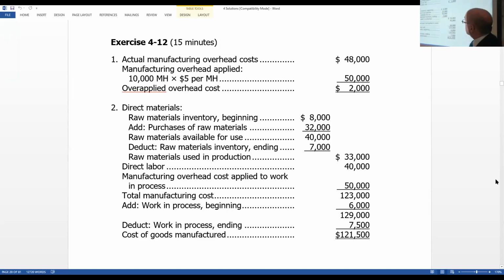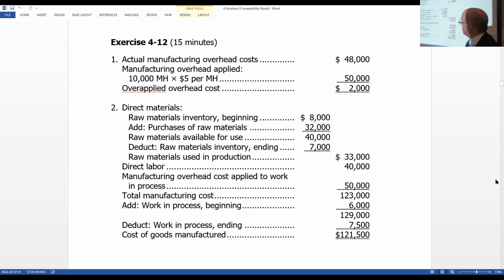So let's take a look. This is a little complicated maybe. For part 1, again, the actual manufacturing overhead cost, that was given, 48,000. Manufacturing overhead applied, 10,000 machine hours times $5 per machine hour. So the overapplied overhead cost is 2,000.